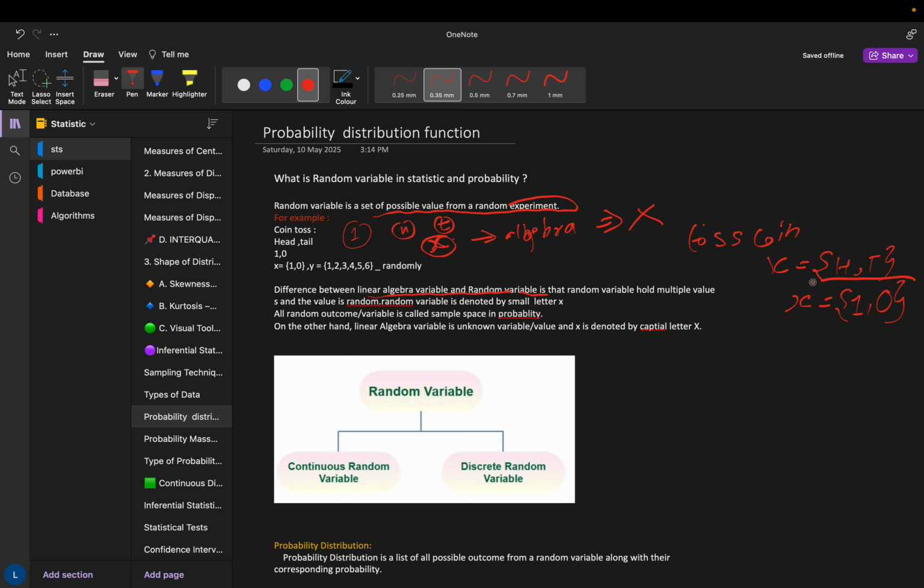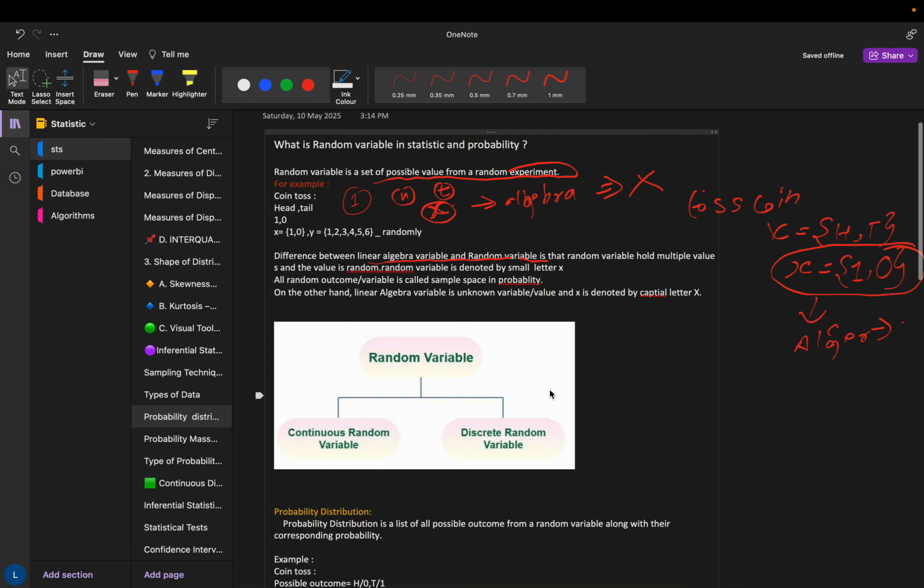It means we will have multiple outcomes, but in case of algebra we have only one single outcome or value which is unknown. In algebra it is denoted by capital X, but in probability it is always denoted by small x.